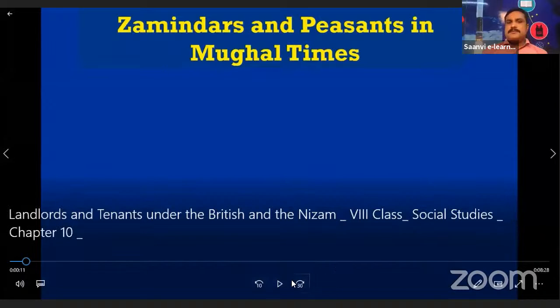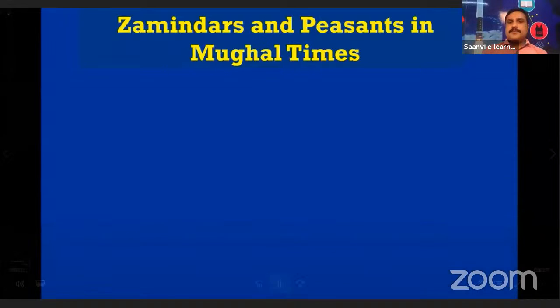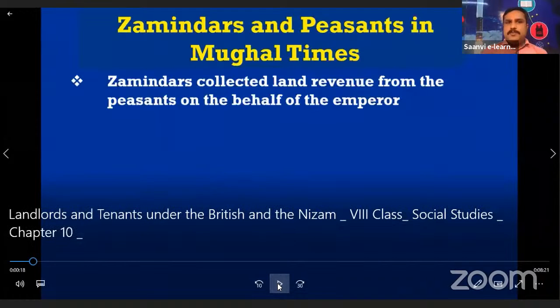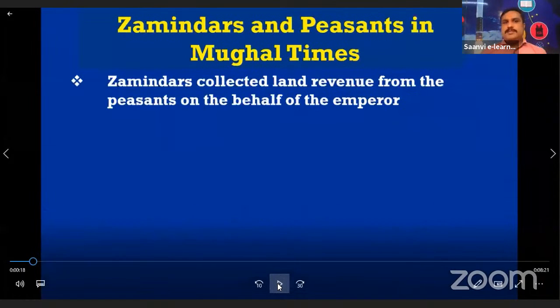Okay, done. Very good. At the time of the Mughal emperors, the Zamindars collected land revenue from the peasants. Here in the Mughal emperor's time, first, Zamindars collected land revenue from the peasant on behalf of the emperor. So Zamindars are nothing but mediators between the government and the peasant, meaning poor farmers. In the Britishers' time also, why did the Britishers colonize our country? Their main aim was to get maximum wealth from our country. So they appointed some mediators.